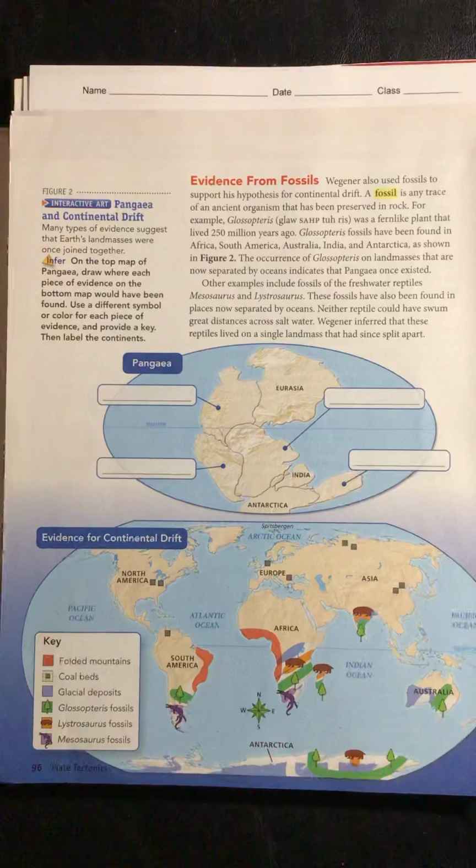Evidence from fossils is also important. So he had land features, and now he's having fossil evidence. These are probably going to be quiz questions, just so you know. Wegener also used fossils to support his hypothesis for continental drift. A fossil is any trace of an ancient organism that has been preserved in rock. Examples were the Glossopteris, which is a fern-like plant that lived 250 million years ago. The Glossopteris fossils have been found in Africa, South America, Australia, India, and Antarctica, shown in Figure 2.